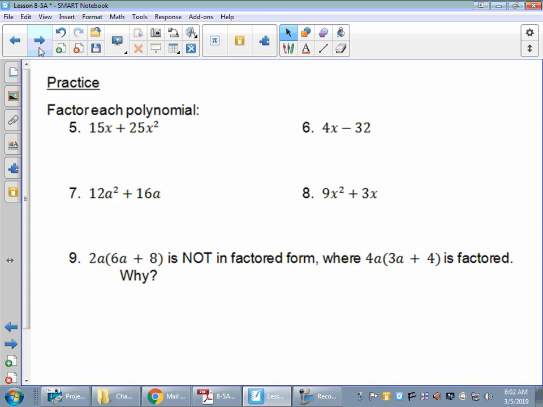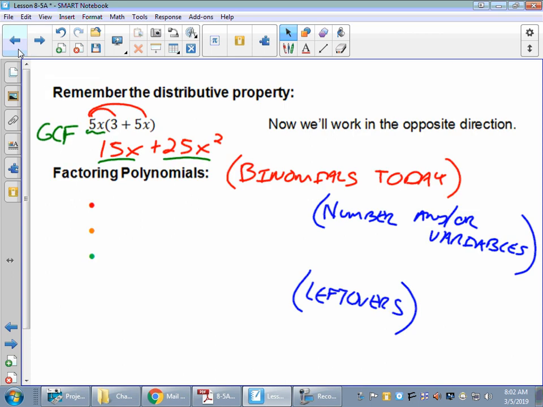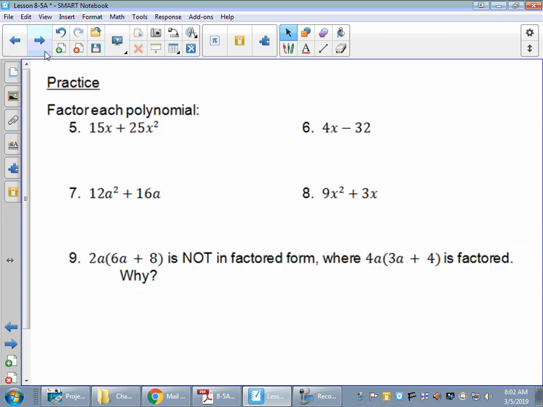So this first one, 15x plus 25x squared. That's a good one because this is kind of the example we did here. This should be your answer, 5x times 3 plus 5x. The one thing we want to do is find our greatest common factor. If you can go ahead and divide this, I tell you to go ahead and do that. That's going to save you some time because you don't have to do prime factorization every time. So if you know right off the bat that 5x goes into both 15x and 25x squared, then great. You're in great shape, and you can just go ahead and do that.